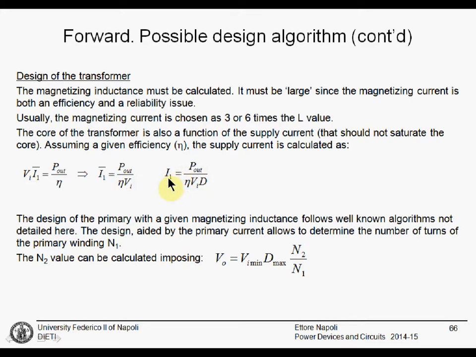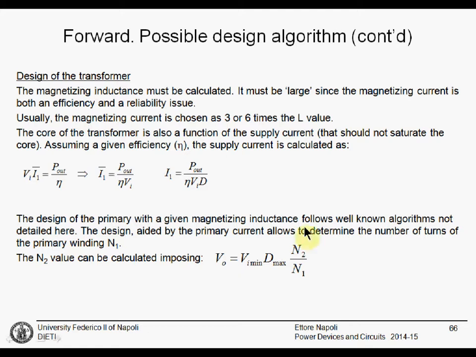Hence the supply current will be the output power divided by eta multiplied by VI multiplied by the duty cycle. You can study the forward converter to convince yourself that this equation is okay. Once you know the magnetizing inductance and the maximum current into the transformer, you can design the transformer. You can select a pre-built one or design one yourself. There are well-known algorithms that are not detailed in these lectures. You will study it later.